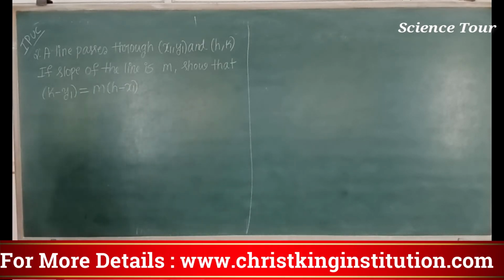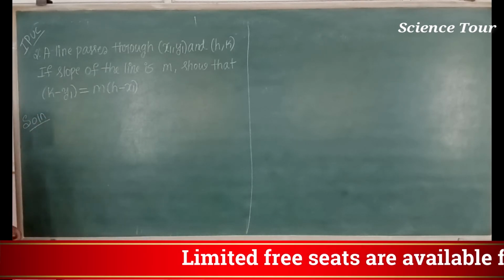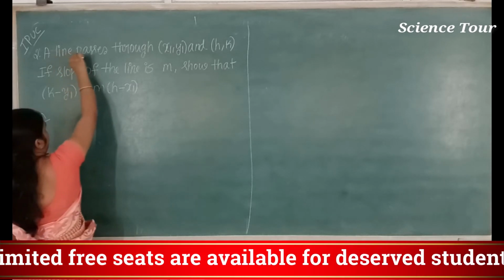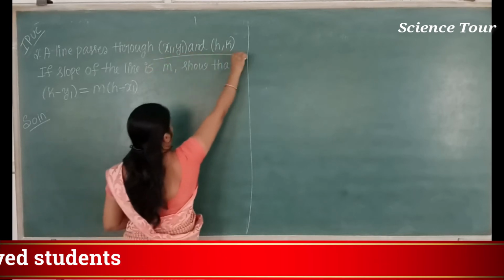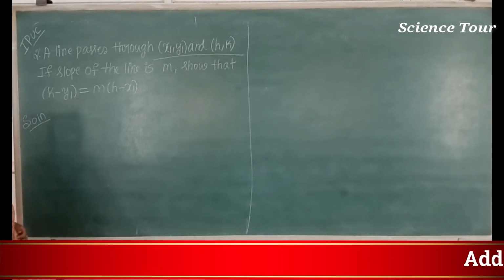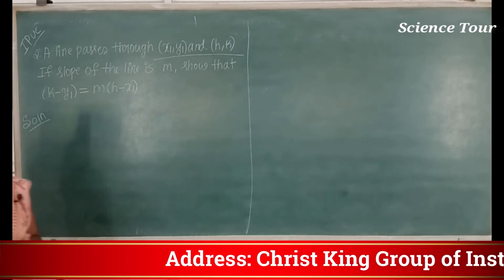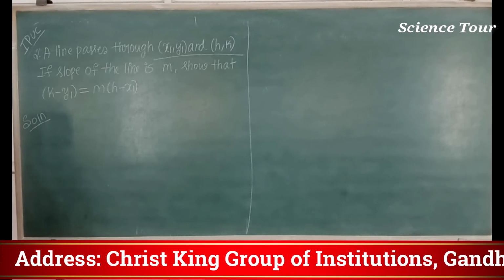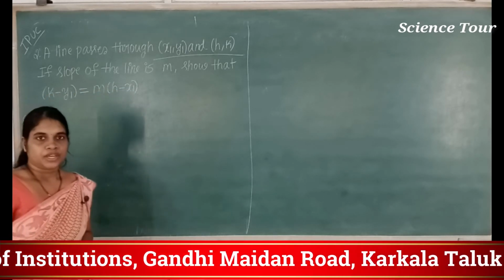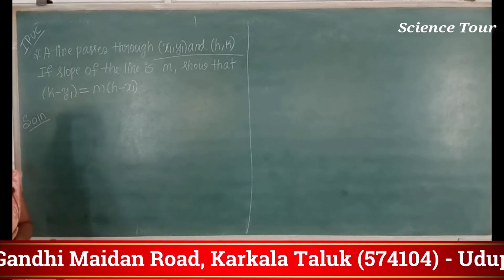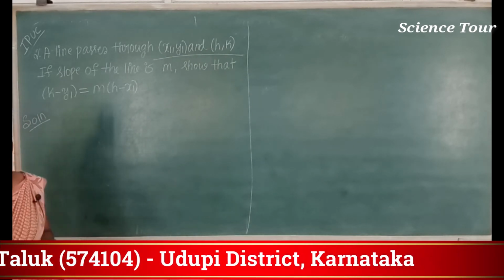See here, solution. We'll see how to solve this question. In the question it is given that a line passes through the points x1, y1 and h, k. 2 points are given here. If the slope of the line joining the points is m, you have to prove this result. Students, in the question they have given 2 points, isn't it? x1, y1 and h, k.